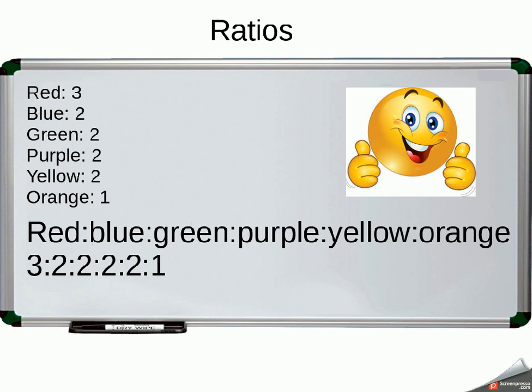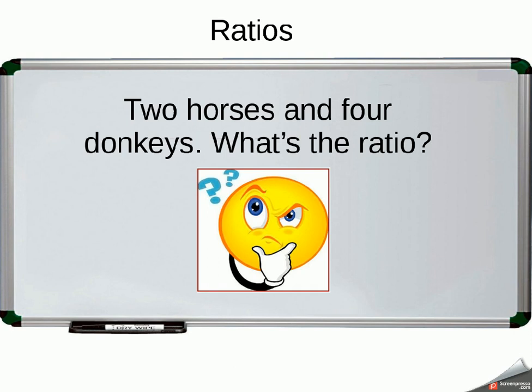Now, there is one little way in which ratios, or at least writing down a ratio, can be a little bit more complicated. What happens if we've got 2 horses and 4 donkeys? What's the ratio then? So if we did what we did in the last question, we'd simply write down 2 to 4, but you'd actually be wrong in relation to this ratio.